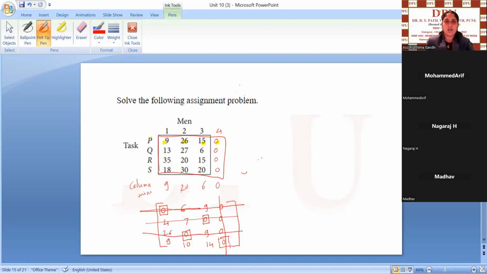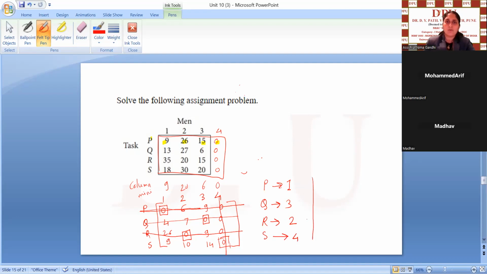So now this is P, this is Q, this is R, and this is S. The worker 1, worker 2, worker 3, and worker 4. So what you're doing, you're assigning the task P to the worker 1. Okay. So you're assigning the task Q to the worker 3. Task R you're assigning to the worker 2. And the task S you're assigning to the worker 4.